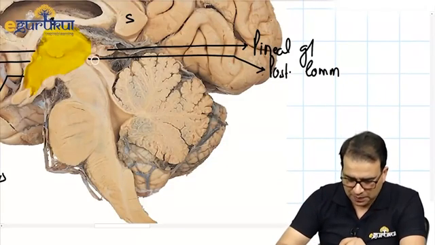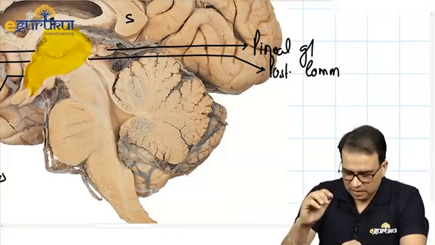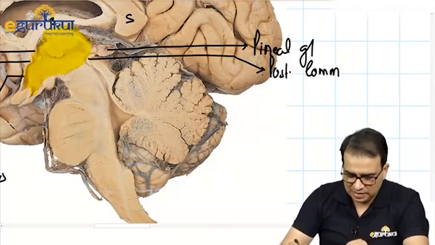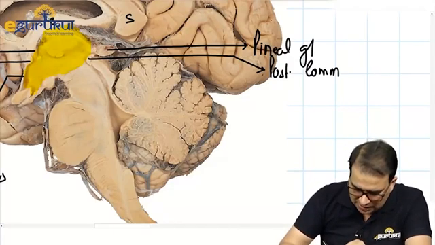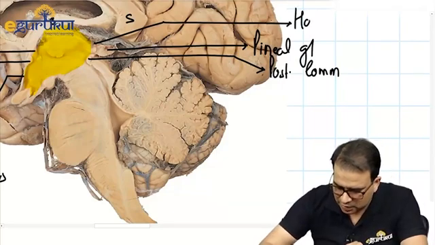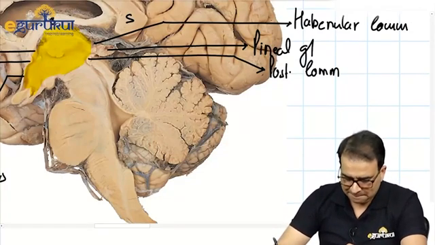It is below the pineal gland, or you can say it is present in the inferior lamina of the pineal gland. Pineal gland is having an inferior lamina and the superior lamina. Superior lamina is not very clearly seen here, but superior lamina will be here, and that superior lamina will be having a commissural fiber that is called as a habenular commissure. It's a habenular commissure present in the superior lamina of the pineal gland.